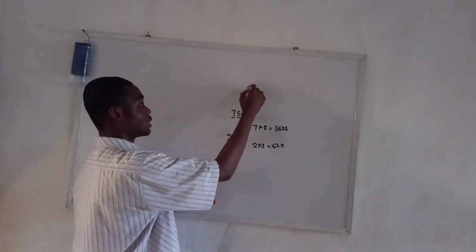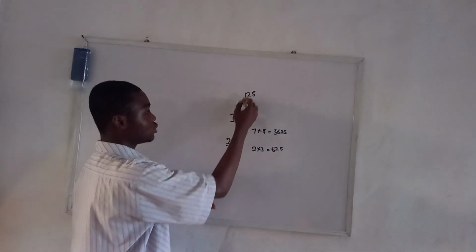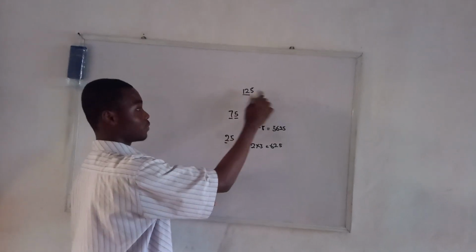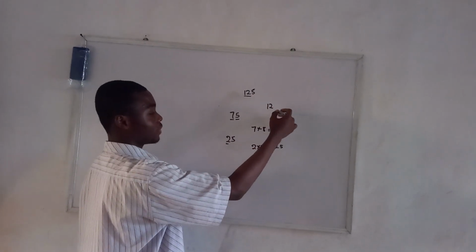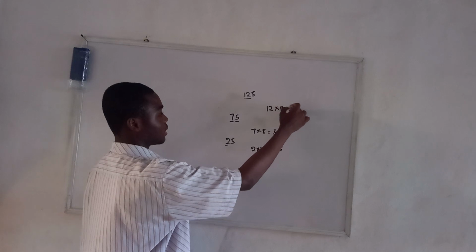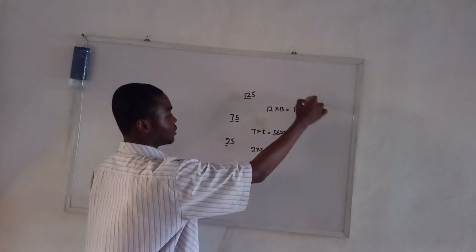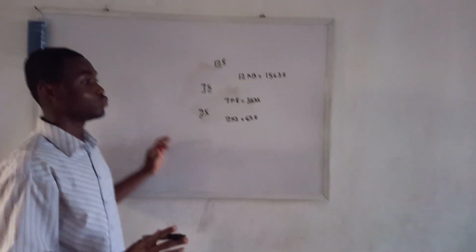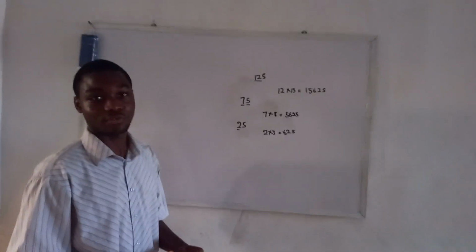If you have 125, just take the two numbers before the 5, which is 12. And you take 12. After 12 is what? 13. 12 times 13 will give you 156. Just add 25 back. Very easy and very short. So this is how you do it for any number that ends with 5 that you want to square.